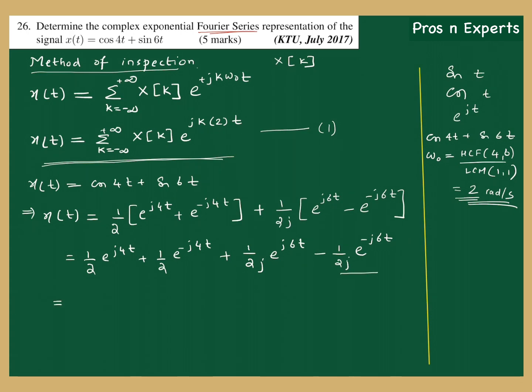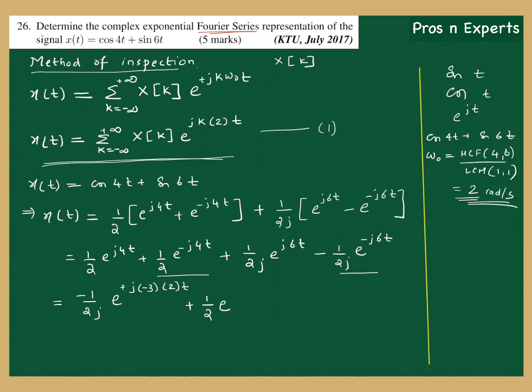Now let me take this term first. So this is minus 1 by 2j into e raised to minus j 6t, which I can write as e raised to plus j into minus 3 into 2 into t. Does that make sense? It is still e raised to minus j 6t, but I am writing it in this particular fashion for a reason. Plus, what is the next term? This term. That implies 1 by 2 into e raised to minus j 4t.